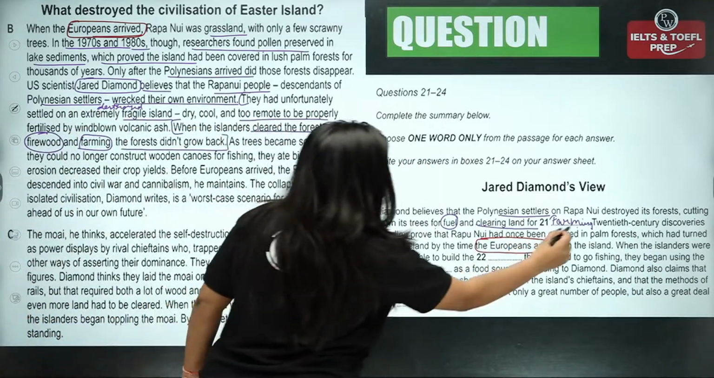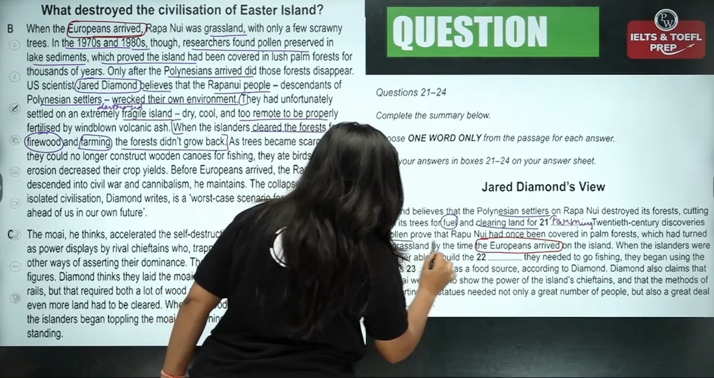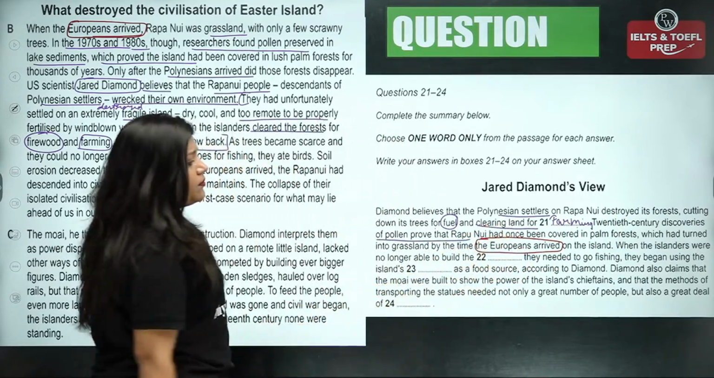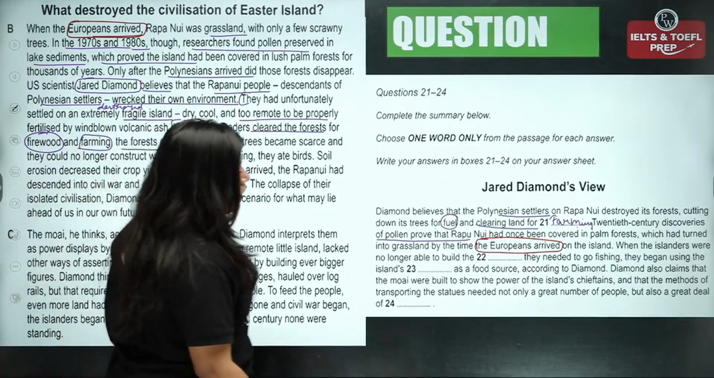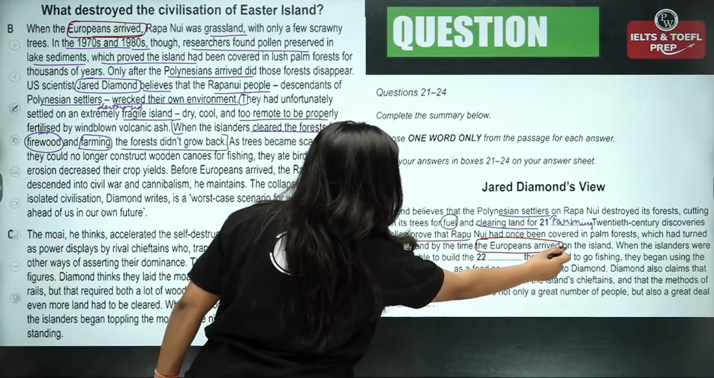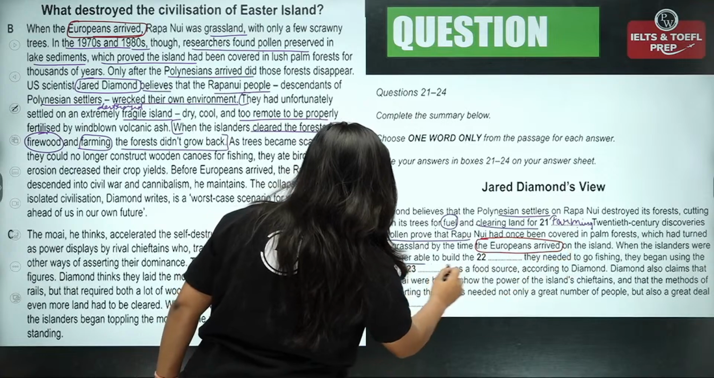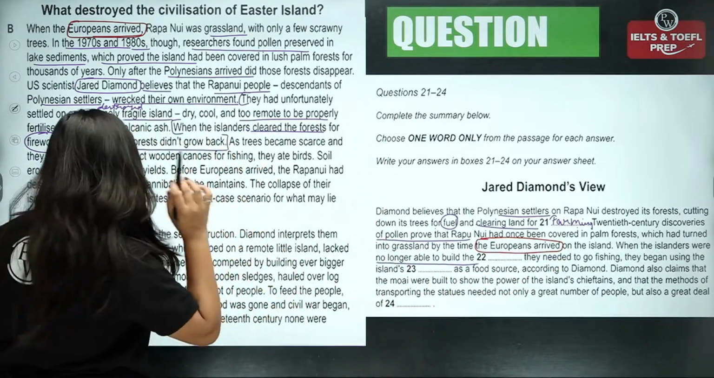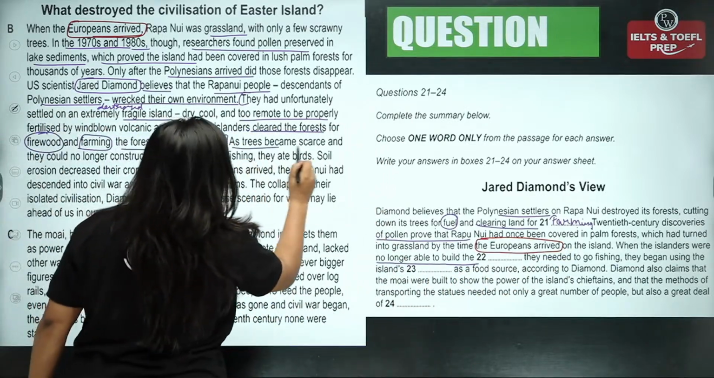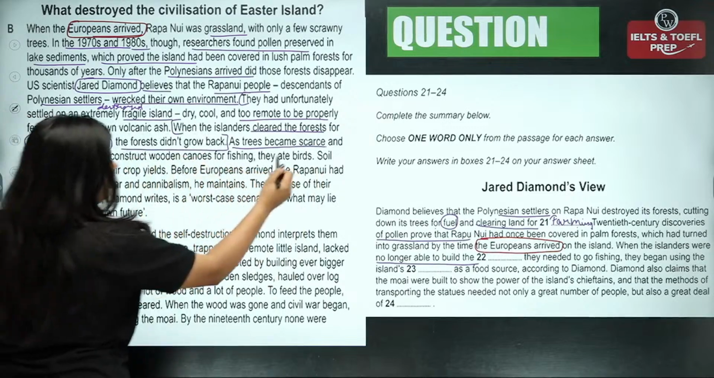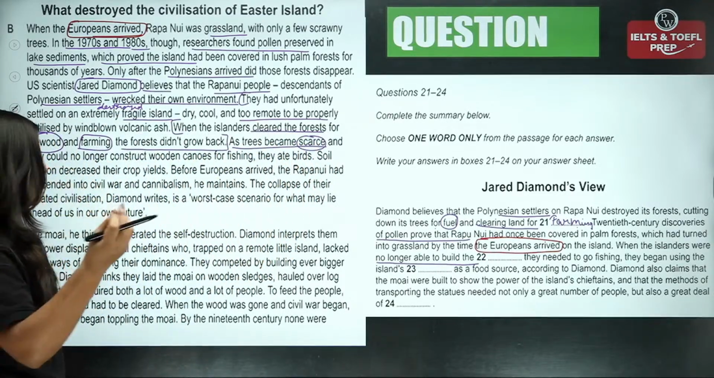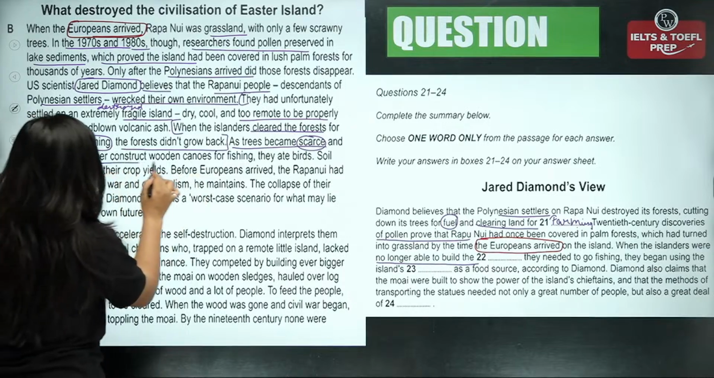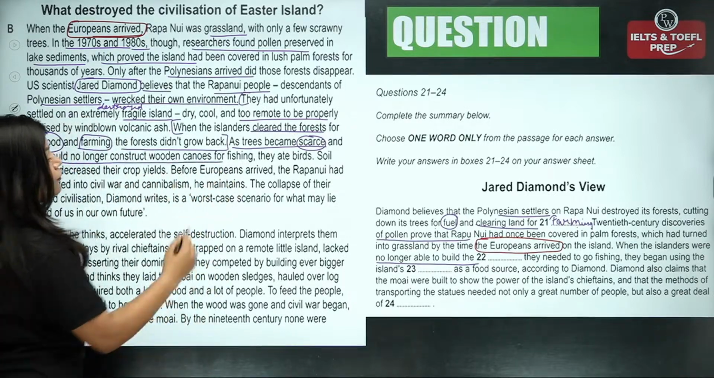Now, 20th century discoveries of Poland prove that Rapa Nui had once been covered by palm forest. We have already got it in the first part of the second para. Okay, now the Europeans arrived on the island when the islanders were no longer able to build the dash. Okay, now let's understand. As trees became scarce, scarce means like बहुत कम. Okay, scarcity means कमी. And they could no longer construct wooden canoes for fishing.